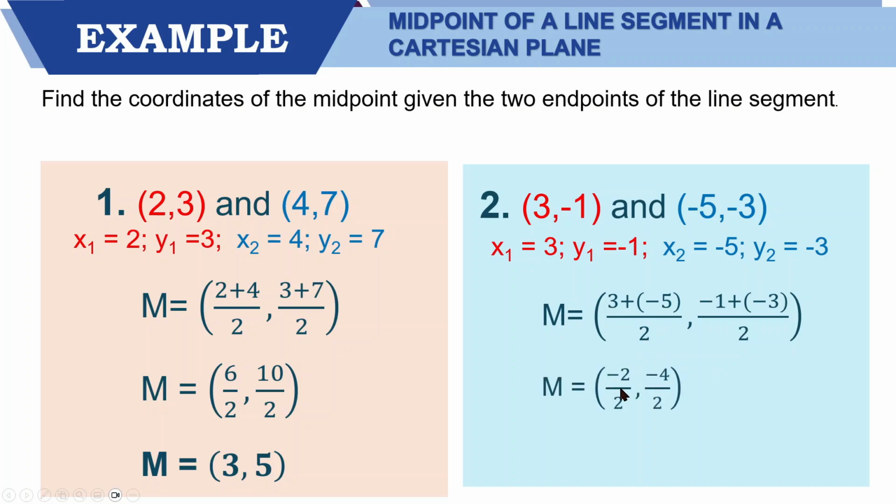3 plus negative 5 is negative 2, divided by 2. For the y-coordinate, we have negative 1 plus negative 3, which is negative 4, divided by 2. Simplifying, negative 2 divided by 2 is negative 1. Negative 4 divided by 2 is negative 2.